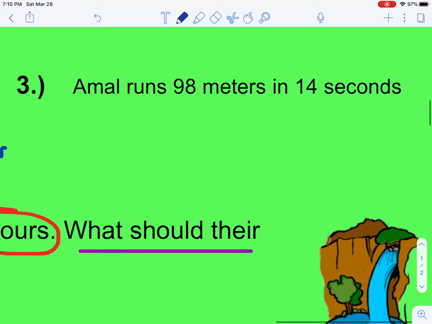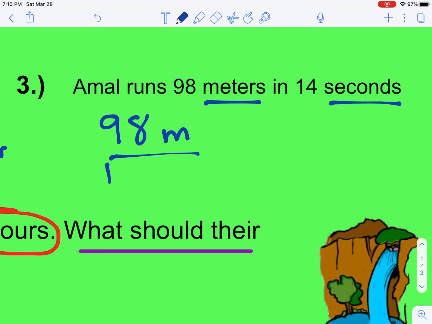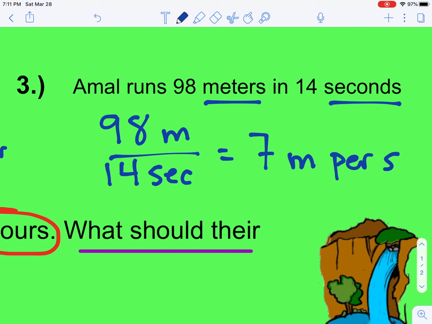Number 3, a mall runs 98 meters in 14 seconds. So I'm comparing meters and seconds. I know my 98 is going to go first because it's distance. And I know that 14 seconds is going to go second because it's time. It's a simple division problem. 98 divided by 14, 7 meters per second.